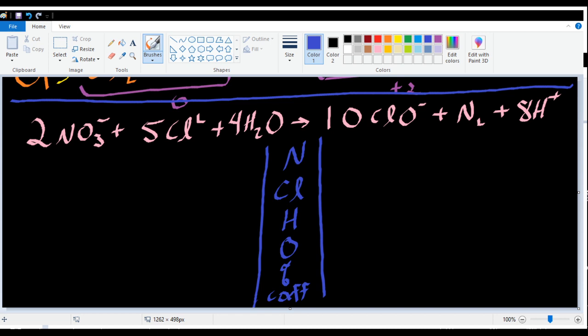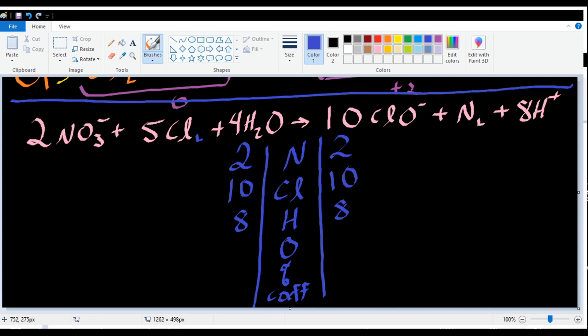Two times 1 means 2 nitrogen on the left. 1 times 2 means 2 nitrogen on the right. Five times 2 means 10 chlorine on the left. 10 times 1 means 10 chlorine on the right. Hydrogen only shows up in water. Okay, so 4 times 2 is 8. 8 times 1 is 8.